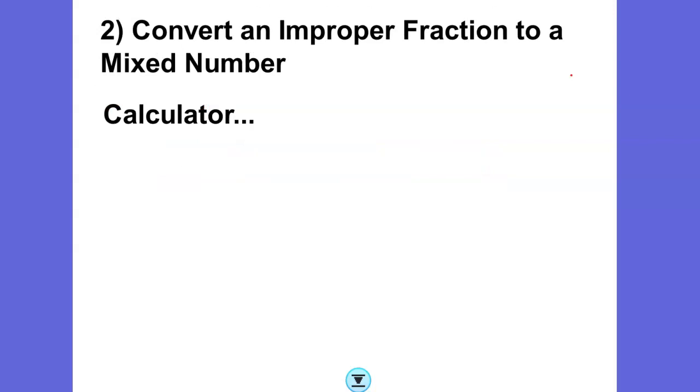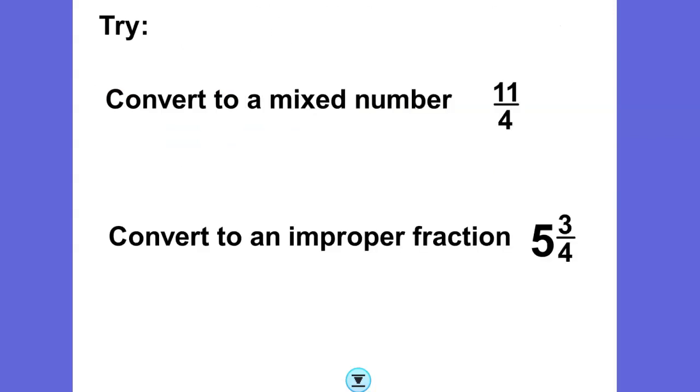Now here's 2 for you to try. We'll ignore the calculator bit for a minute. Here's 2 for you to try. Convert the improper fraction 11 over 4 to a mixed number, and convert a mixed number to an improper fraction. So pause the video now, have a go at these 2 questions.